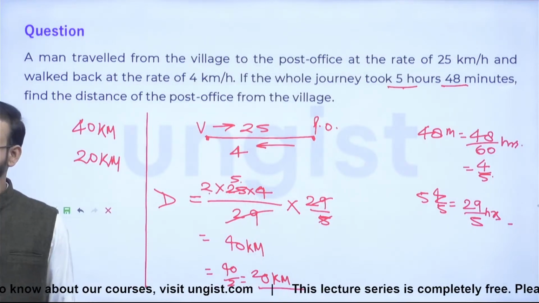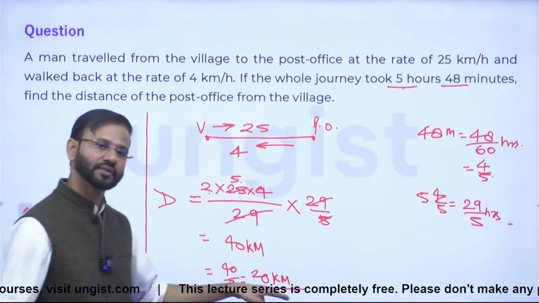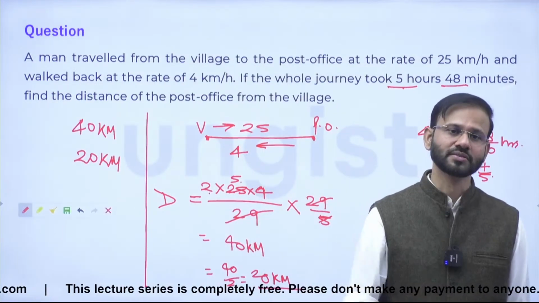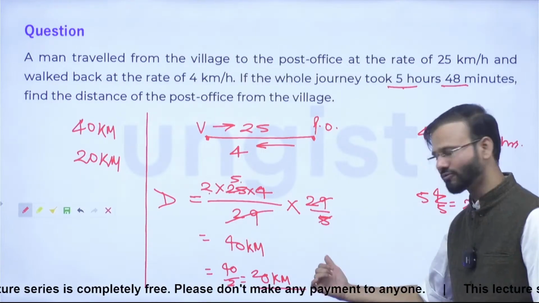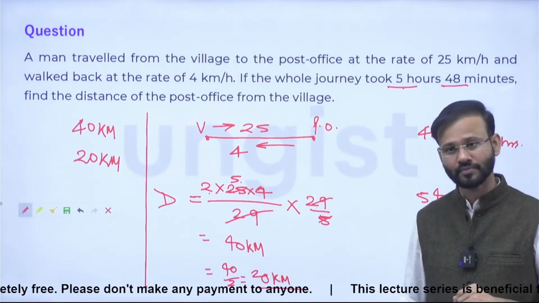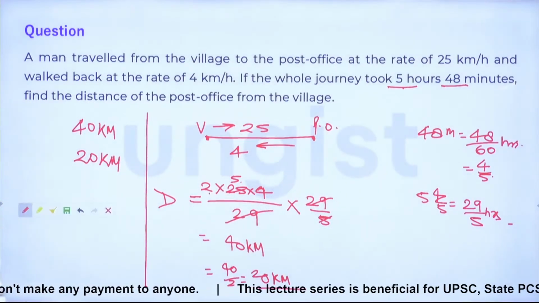Getting it, everyone? So that's what I'm saying. These types of questions are a bit tricky. So please mind it. In the options, they will also give 40 kilometers, but 40 won't be the answer. The answer is 20. Okay, everybody, clear now?